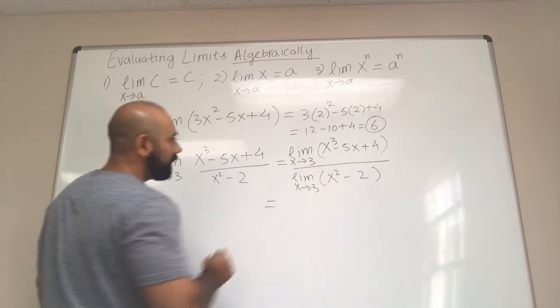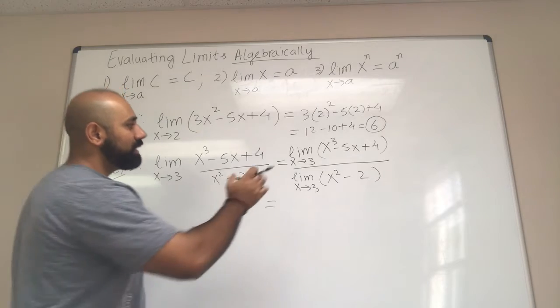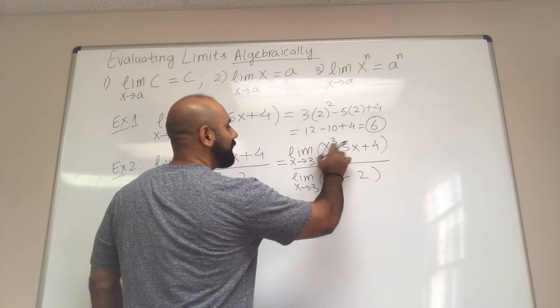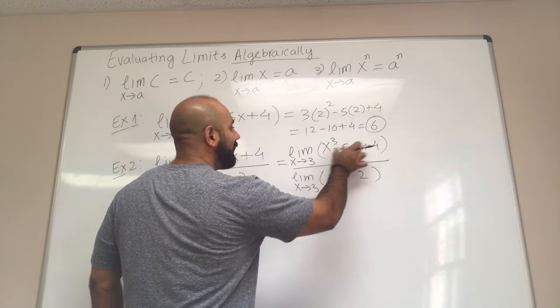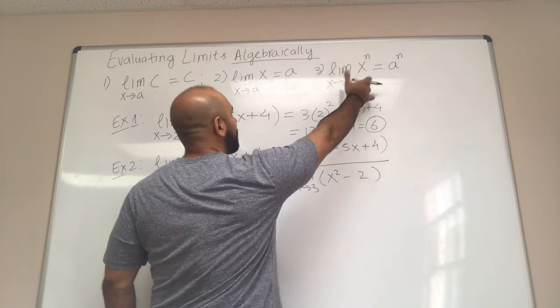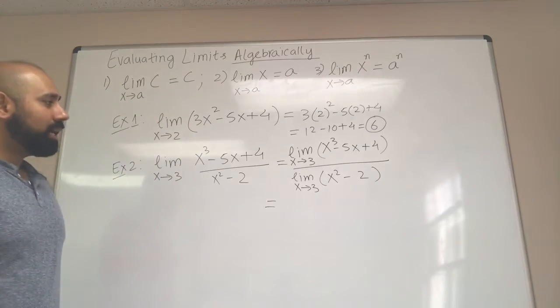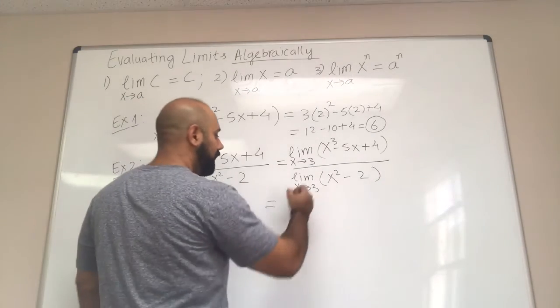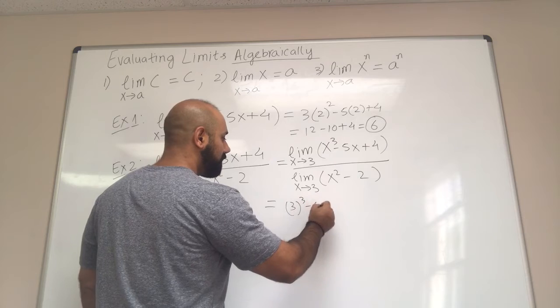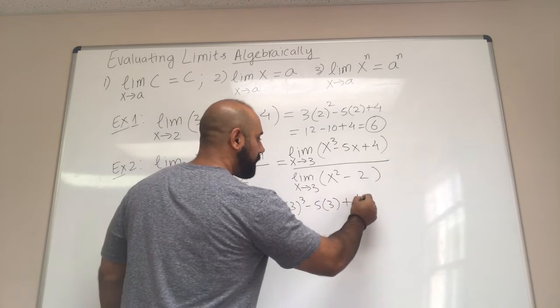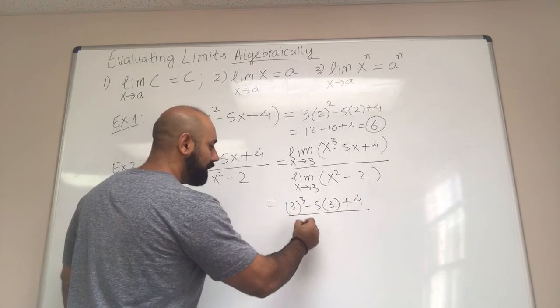Okay. So let's go ahead and evaluate the limit. This is still a combination of a variable and some constants, which is similar to using 3 and number 1, and same thing with the denominator. Okay, so 3 cubed minus 5 times 3 plus 4 divided by 3 squared minus 2.